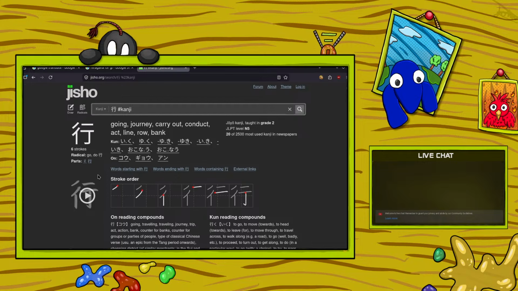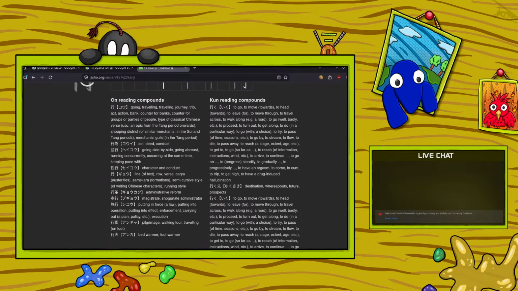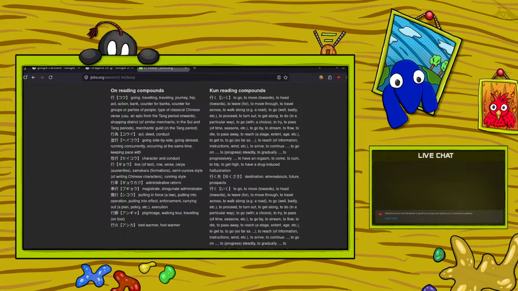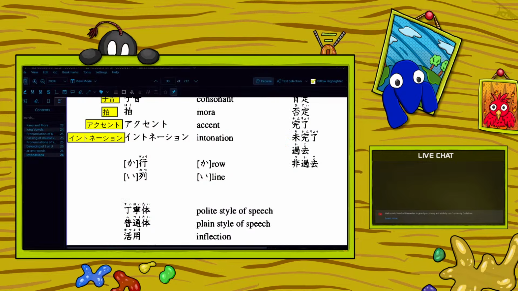So we're looking for a row, that's for sure. Can I move this around? Thank you. So looking for a row, which is this one. A row, a verse, a crayon. However, that means that we're dealing with kanjis? Oh dear. We're dealing with katakanas.